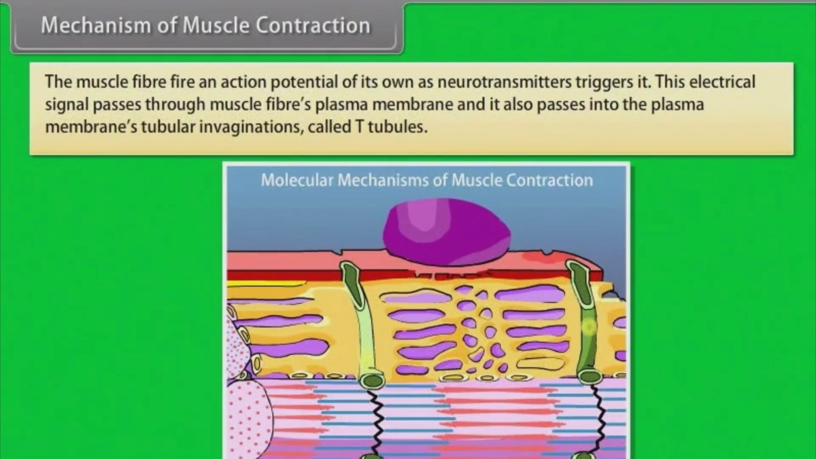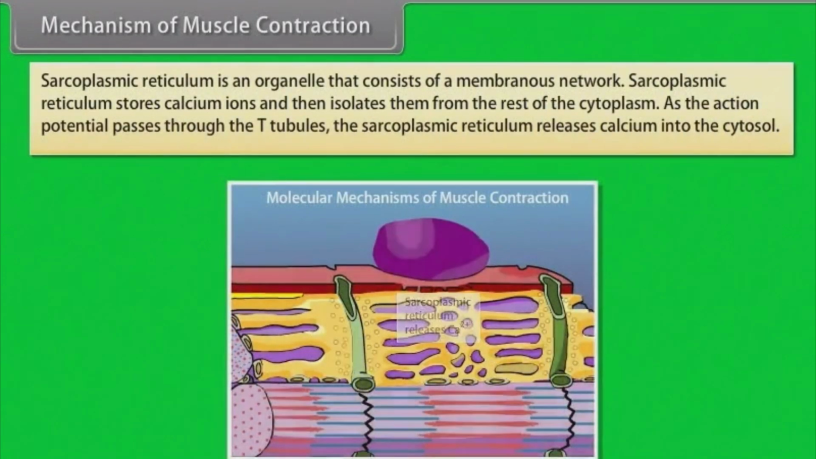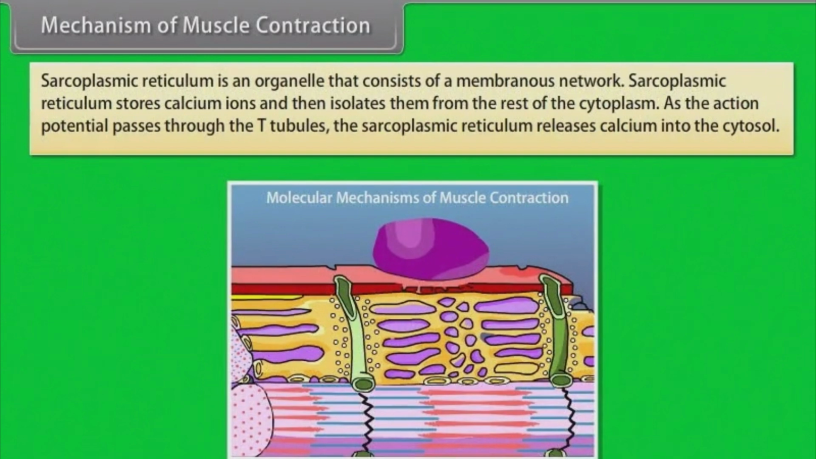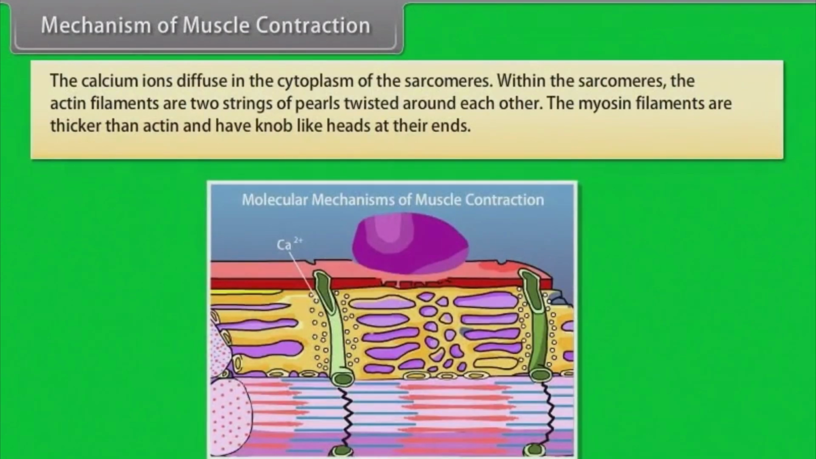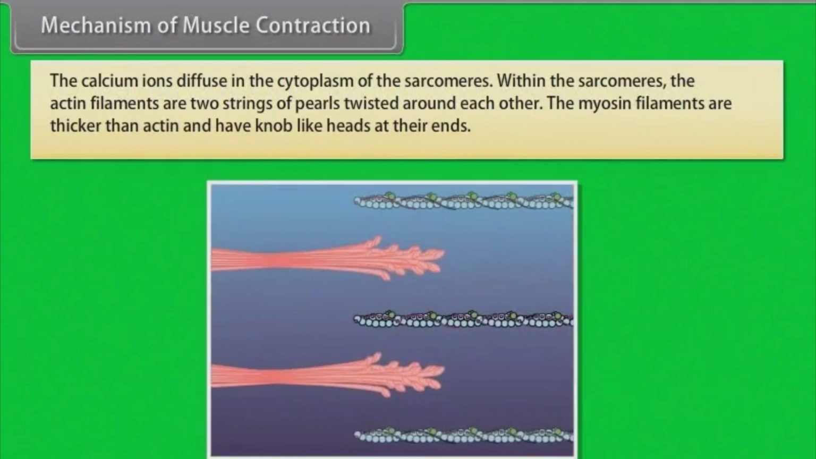This electrical signal passes through the muscle fiber's plasma membrane, and it also passes into the plasma membrane's tubular invaginations called T-tubules. Sarcoplasmic reticulum is an organelle that consists of a membranous network. Sarcoplasmic reticulum stores calcium ions and isolates them from the rest of the cytoplasm. As the action potential passes through the T-tubules, the sarcoplasmic reticulum releases calcium into the cytosol. The calcium ions diffuse into the cytoplasm of the sarcomeres.